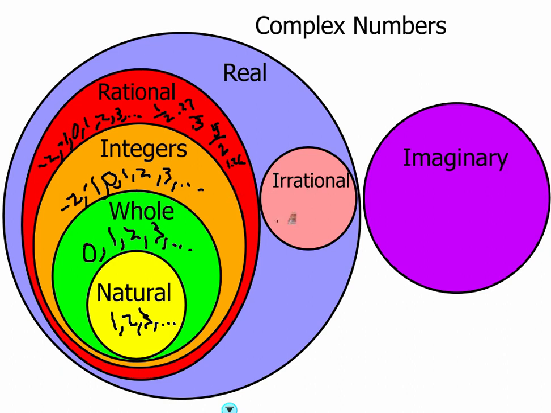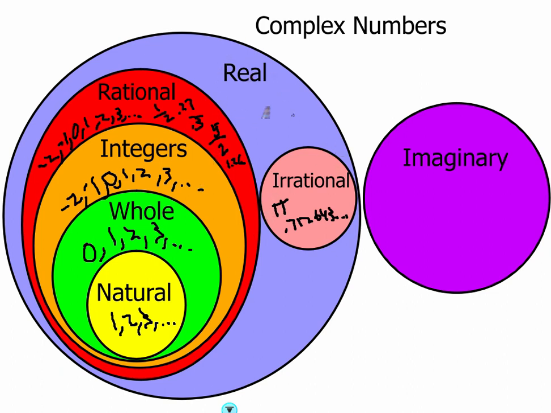Then we have our irrational numbers, and our irrational numbers are numbers like pi, or non-ending, non-repeating decimals like 0.712643, just numbers that go on forever and never repeat. And if you take the rational numbers and the irrational numbers together, they form the real numbers.